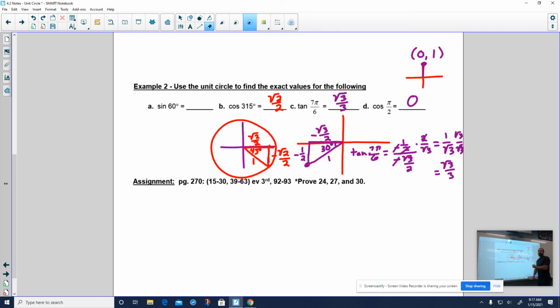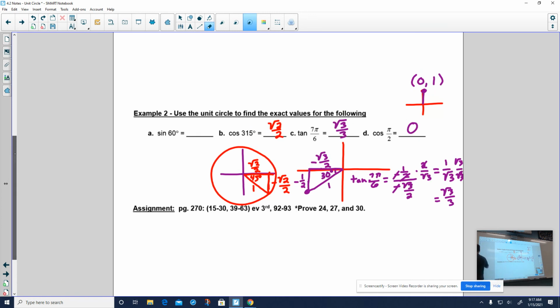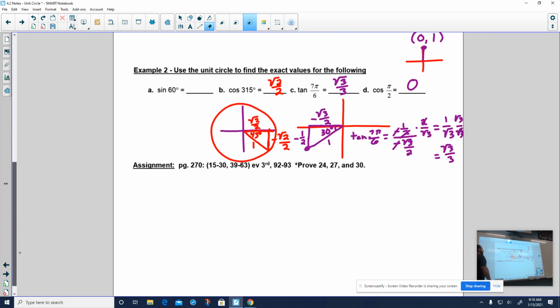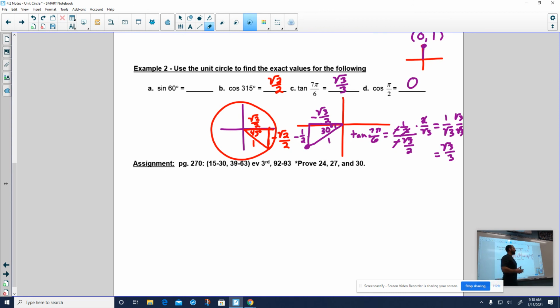So when you get to the 90, the 180, the 270, or the 360 marks, when you're right on one of the axes, just write down your coordinate and use these definitions up here. Sine is always the y value, cosine is always the x value. The x value is always the adjacent side. Cosine is adjacent over hypotenuse, so cosine is always x. You're just using that. Okay? So that gives you everything you need to know about the unit circle, all crammed into one little lesson here.